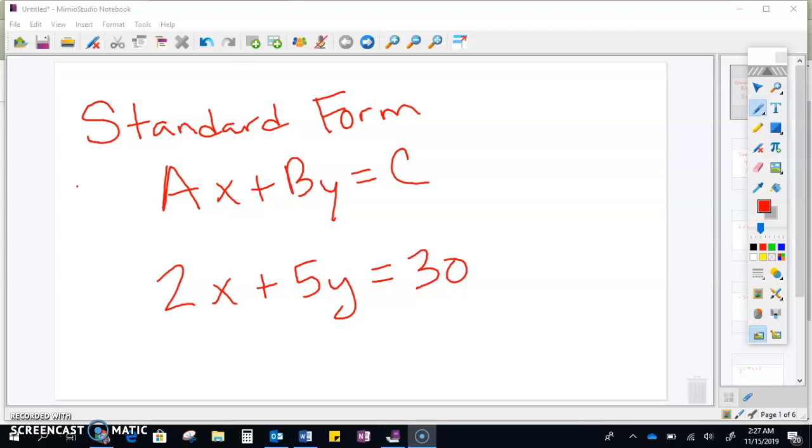All right, so the first thing I want to look at is standard form. Standard form equations are where you have both variables x and y on one side of the equation, and then you have the number that does not have any attachment to a variable completely by itself. So the standard form is ax plus by equals c, and one example of that would be 2x plus 5y equals 30. So you can see that 30 does not have a variable attached to it. 30 is completely by itself.